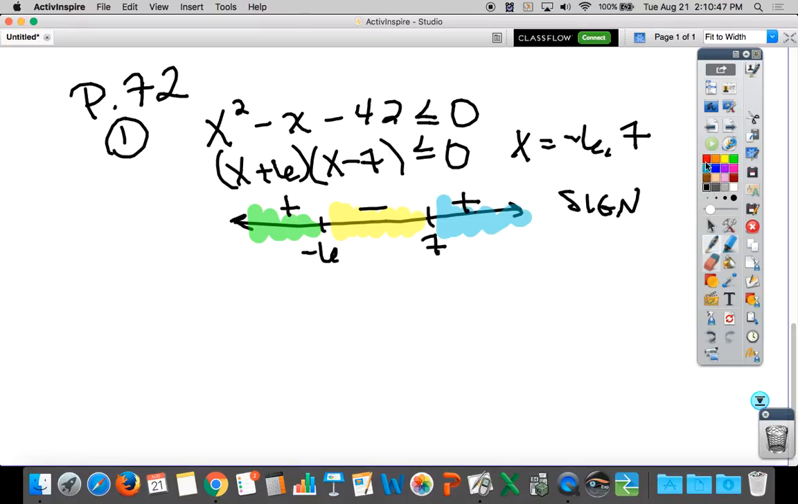So now I've got to know which one to write. Well, I'll look back at this, right, and determine which sign I need. I need the negative because I want less than 0. So that's the section that I want, so I write it as -6 less than or equal to x, less than or equal to 7. That's your answer. So let's look at number 2 real quick.